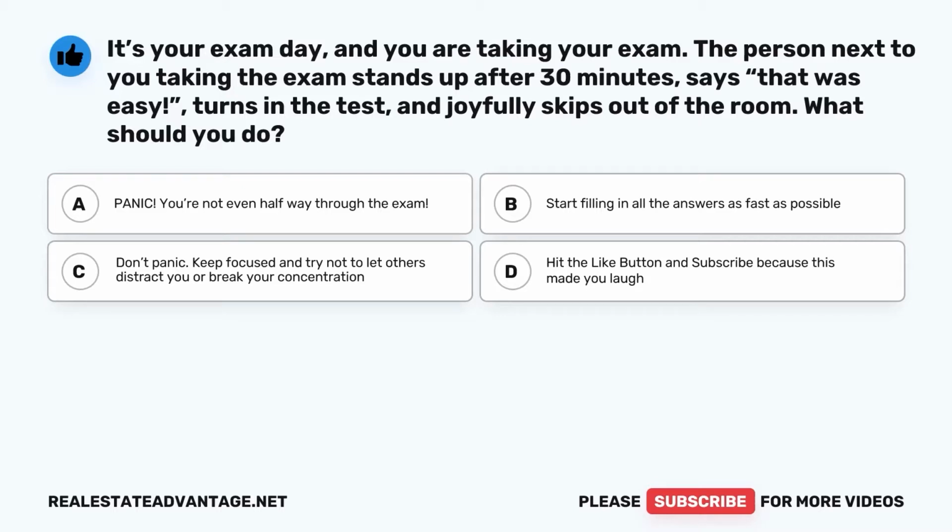It's your exam day, and you are taking your exam. The person next to you taking the exam stands up after 30 minutes, says, "That was easy," turns in the test, and joyfully skips out of the room. What should you do? A. Panic. You're not even halfway through the exam. B. Start filling in all the answers as fast as possible. C. Don't panic. Keep focused and try not to let others distract you or break your concentration.